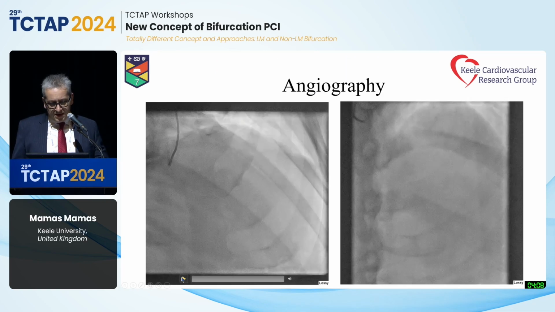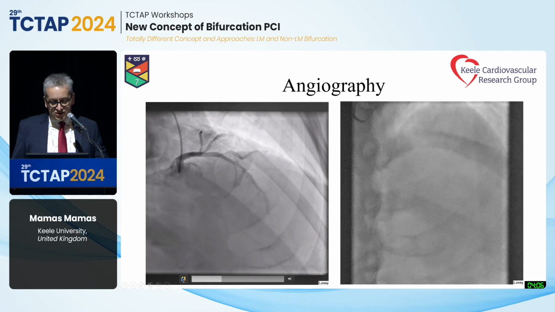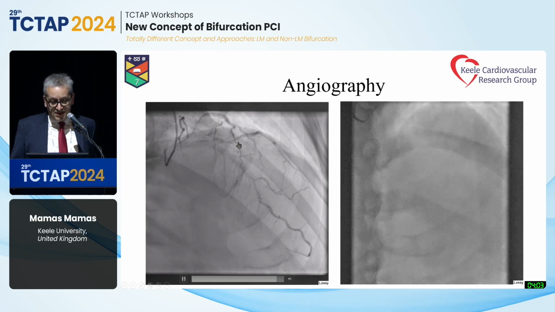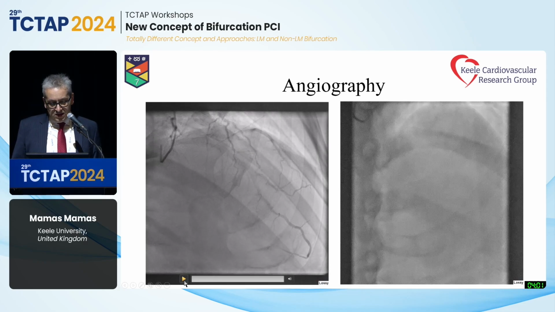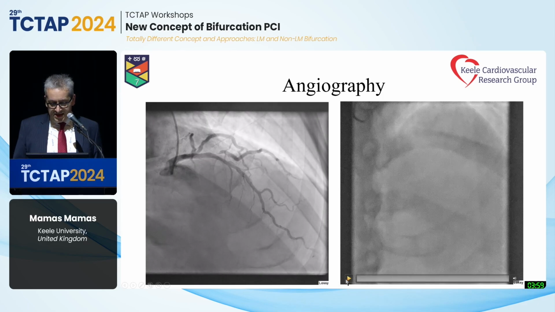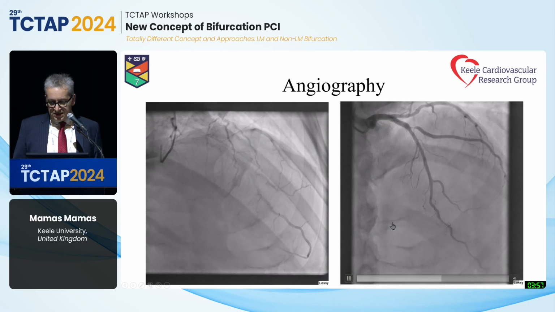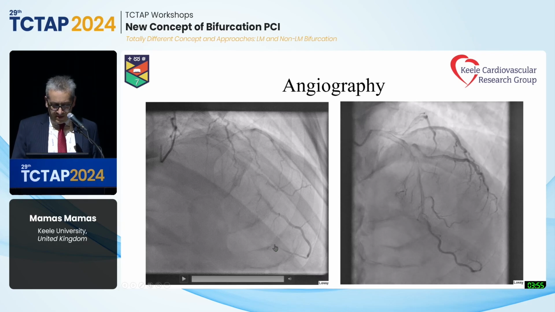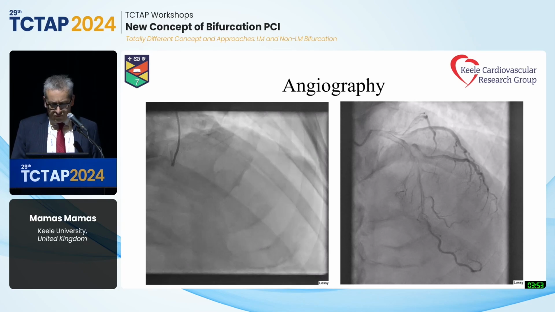Of course, there is another method of treating these bifurcations. This is one case that I did, an isolated diagonal. In this case, you can see at different angles, a very tight diagonal, in a symptomatic patient admitted with an acute coronary syndrome.